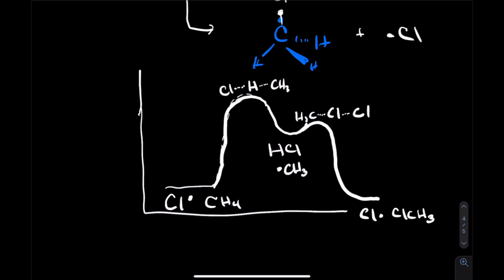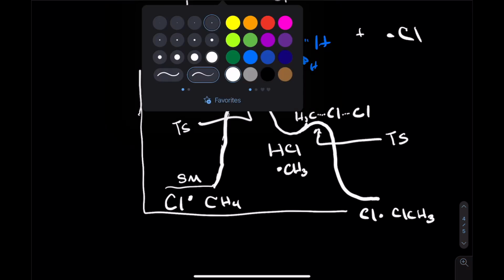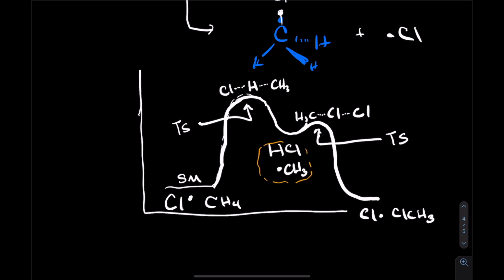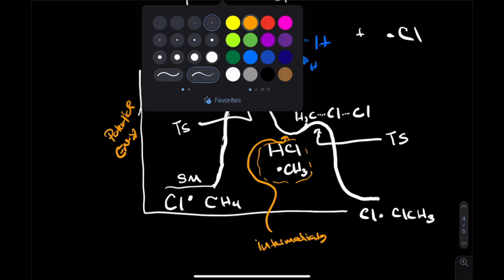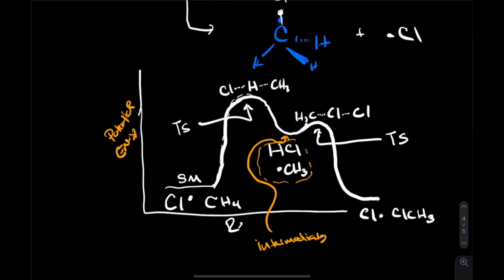We'll put labels on these: starting material, transition state, also a transition state. And then these are your intermediates. And this pit right here, this well, that's where you're going to find your intermediates. This coordinate is your potential energy. And this is all being mapped over your reaction coordinate.